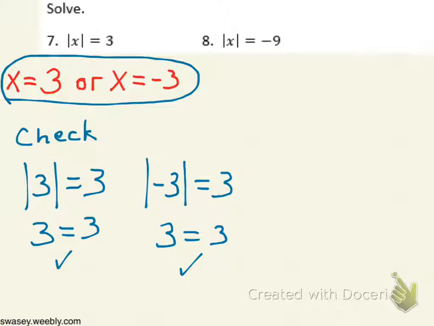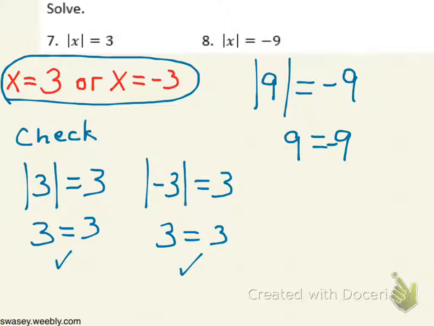Now when we think about number 8, what numbers are negative 9 units away from 0 on the number line? Well, we don't think about distance in terms of negative numbers. Now you might say, well, maybe it's 9. So if you think about checking, is the absolute value of 9 equal to negative 9? The absolute value of 9 is 9. 9 equal to negative 9 is false. It does not work. So 9 cannot be a solution to this.